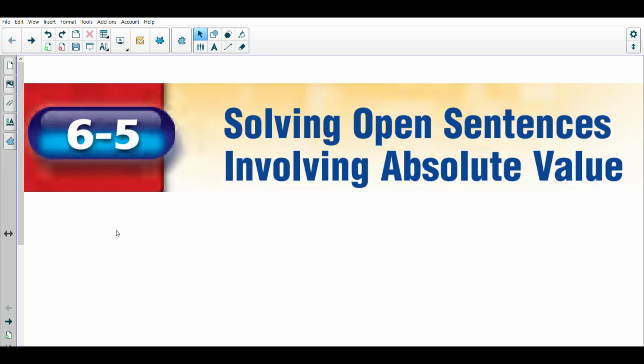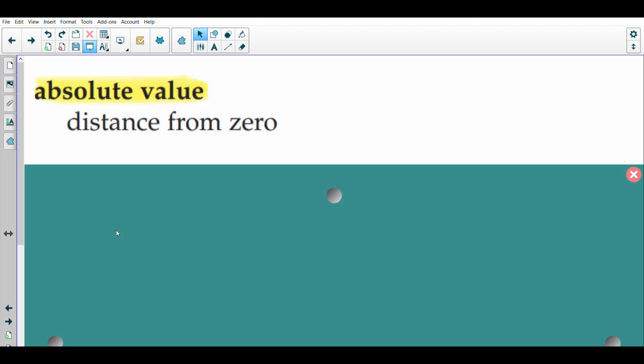In today's video, we're going to look at section 6-5, solving open sentences involving absolute value. So in this section, when we talk about absolute value, we need to define it. Absolute value is the distance from zero. We've discussed this before, and you should have talked about this in your past classes.